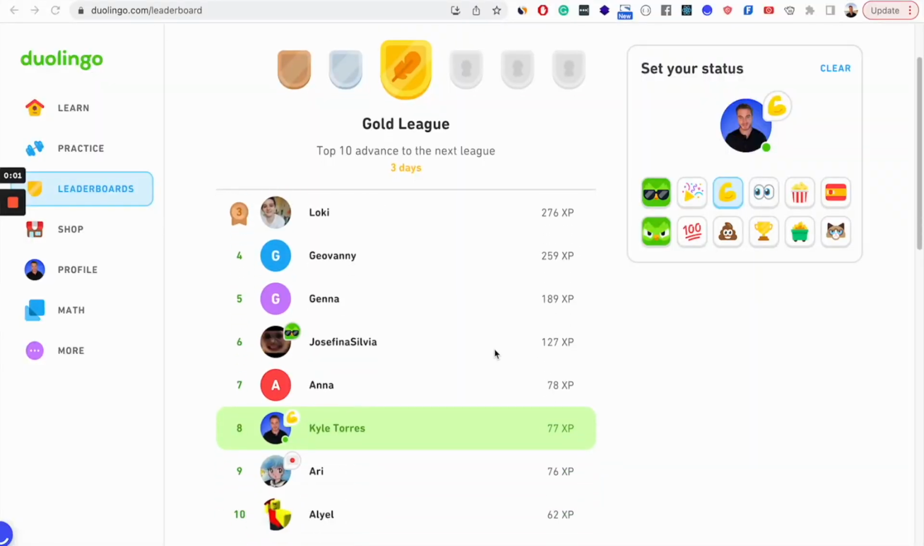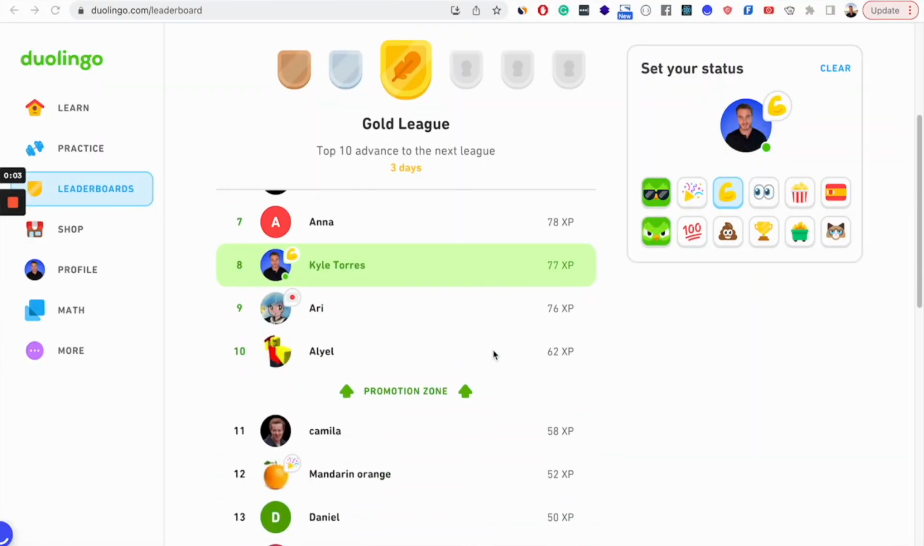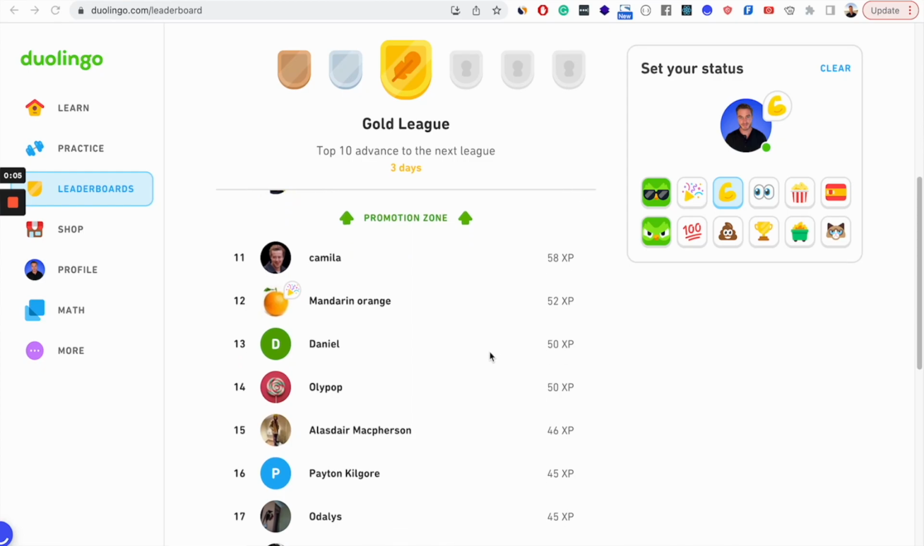And then the third thing is leaderboards and competition with others. They have a built out leaderboard feature where you can see what league you're in based on the experience points that you've accumulated. And then within that league, you can see how you stack up against other users who are around the same level within that league.